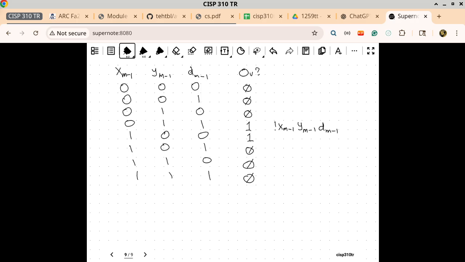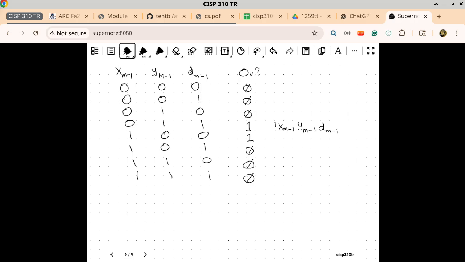Because I specified the exact condition: x of m minus 1 has to be a 0, because the negation will become a 1. y of m minus 1 has to be a 1. d of m minus 1 has to be a 1. In other words, this expression itself can only be true if and only if this row is happening.